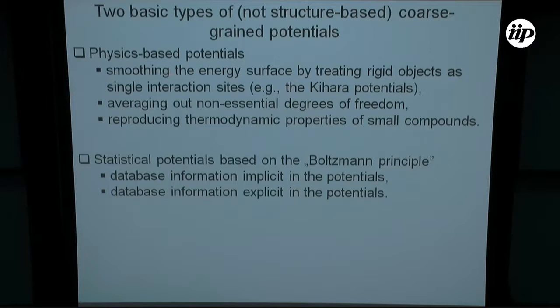The physics-based potentials are based on a kind of averaging over the fast degrees of freedom, either by directly smoothing the energy surfaces or by averaging out explicit non-essential degrees of freedom. And actually, I'll focus on this. Why the statistical potentials, to which the CAPS force field belongs, which I mentioned, rely on database information, on the statistics derived from the database.